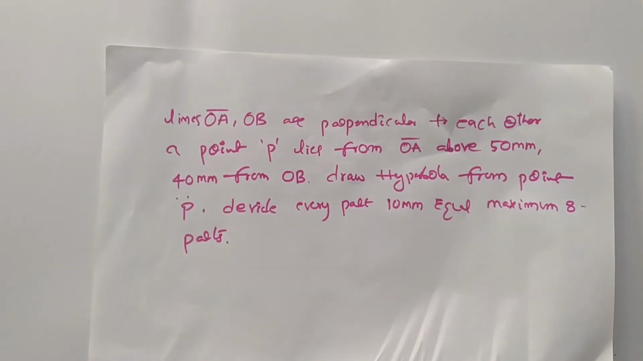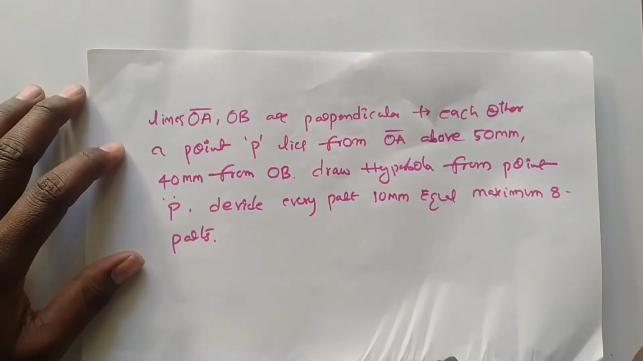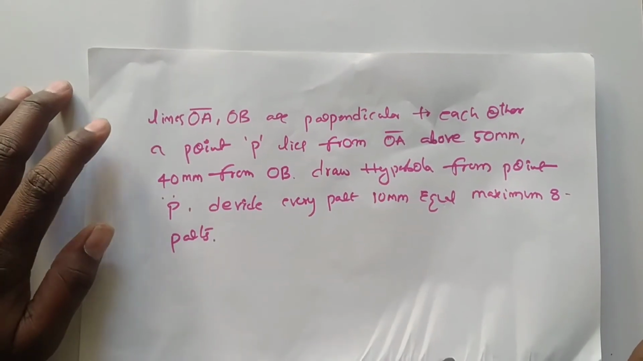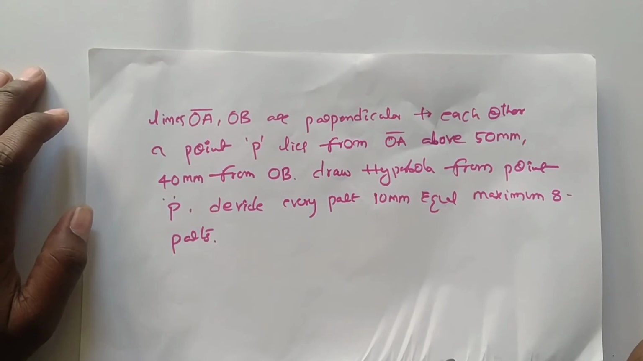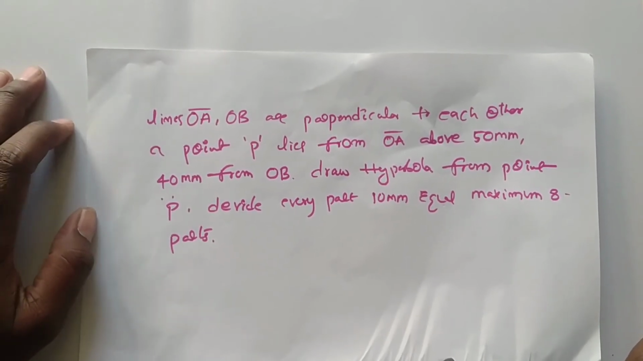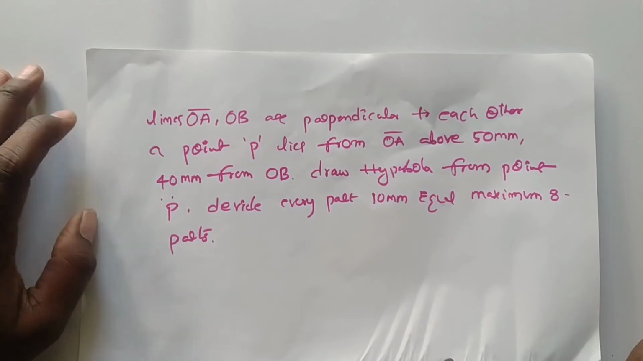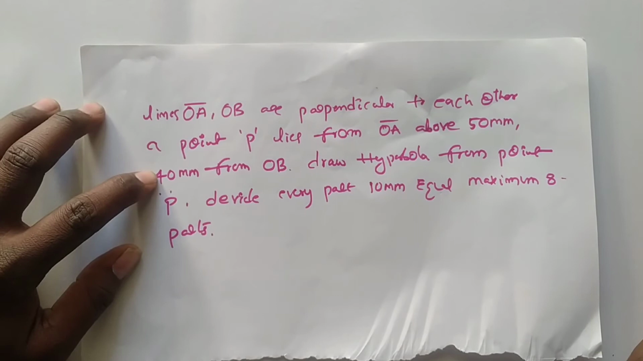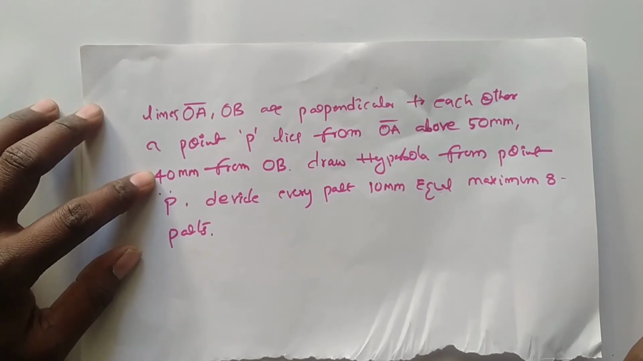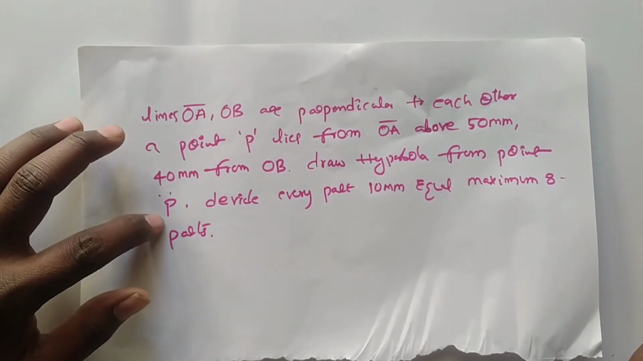Construction of a rectangular hyperbola. Here we have a question. Lines OA and OB are perpendicular to each other. A point P is 50 mm from OA and 40 mm from OB. Draw the hyperbola through point P.